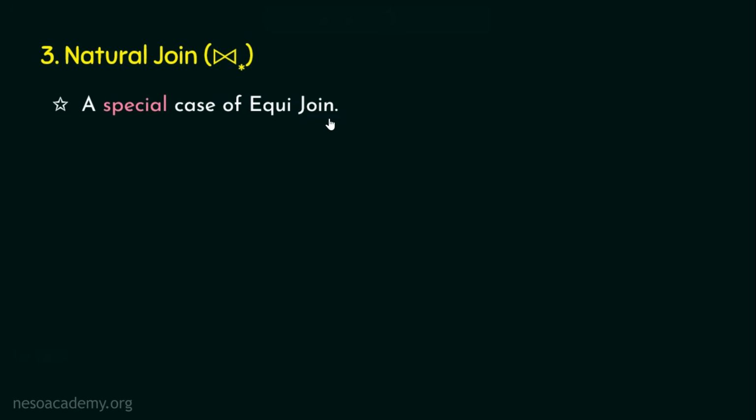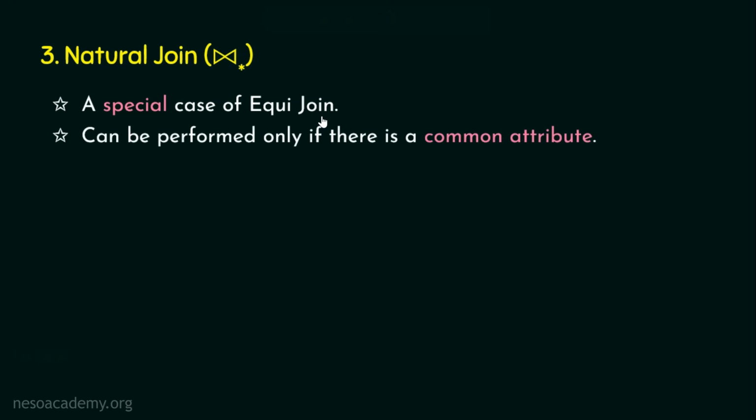Then what do you mean by this? Are we going to use equal to? Because basically equi join uses equal to, right? Yes, this is like this, but we are not going to specify explicitly the condition. Let's see that now. The natural join can be performed only if there is a common attribute. Let's take there are two relations, and if there is a common attribute in both the relations, then directly you can perform natural join. No need to specify any condition because the only condition is there should be a common attribute in both the relations.